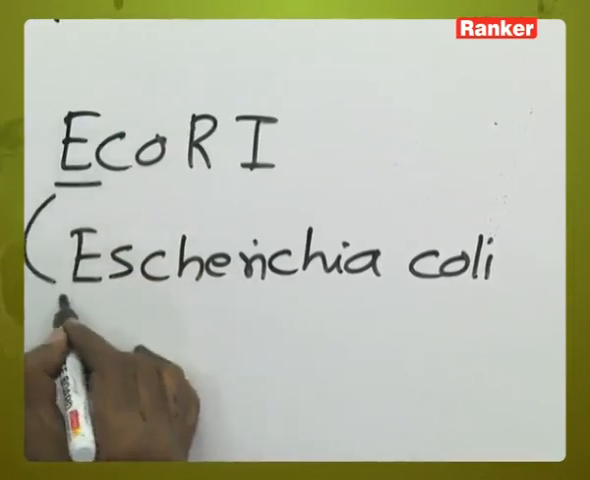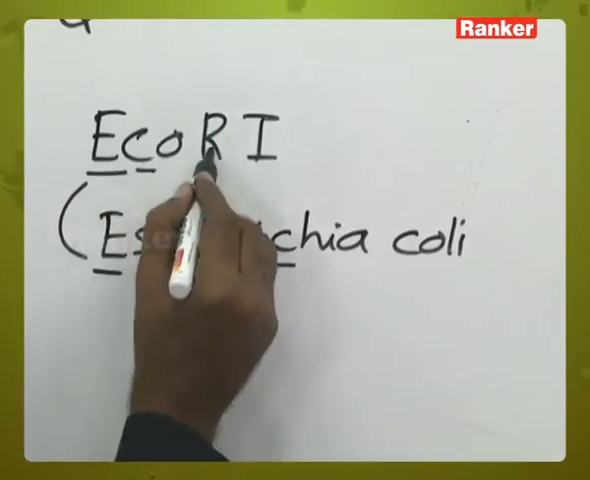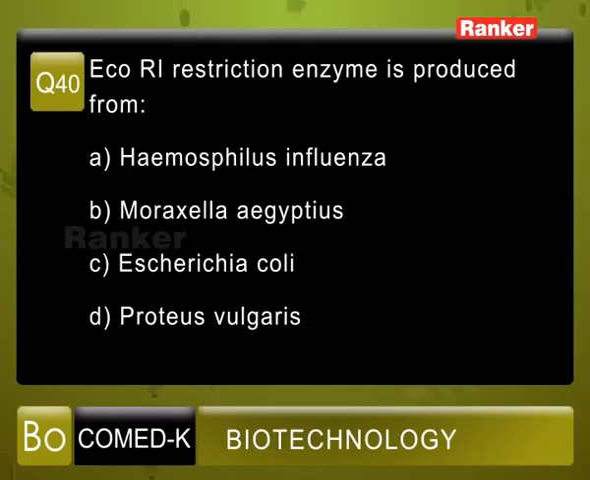E stands for Escherichia and C, small c, stands for coli. So, it is restriction enzyme number 1 and it is derived from E. coli. The answer is C.